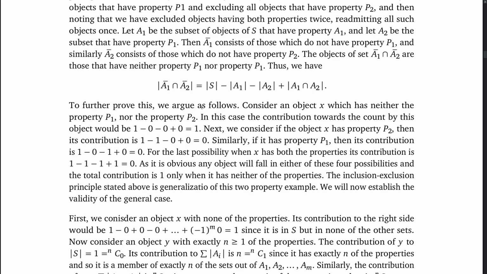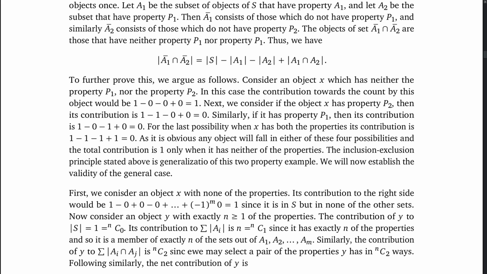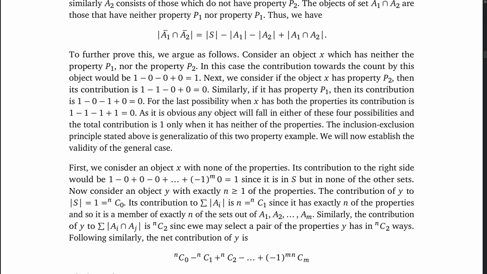To further prove this, we argue as follows. Consider an object x which has neither property P1 nor property P2. In this case, the contribution toward the count by this object would be 1 minus 0 plus 0, which is equal to 1. Next, if x has property P2 only, its contribution is 1 minus 1 plus 0, which is equal to 0. And so on, we do it for P1. For the last case, when x has both properties, the contribution would be 1 minus 2 plus 1, which is 0. As it is obvious, any object will fall in one of these four possibilities, and the total contribution is 1 only when it has neither of the properties.